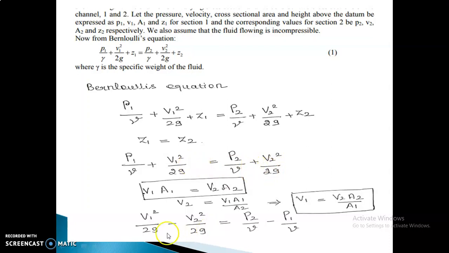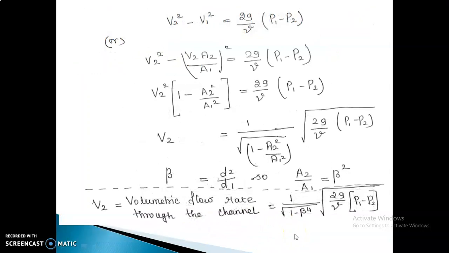After simplification, I will have V1 squared by 2G minus V2 squared by 2G, which is equal to P2 by gamma plus P1 by gamma. So from this expression, I can find out V2 squared minus V1 squared. Taking V2 squared out, you will have 1 minus A2 squared by A1 squared, which is equal to 2G by gamma of P1 minus P2. So this is your pressure difference between two points.